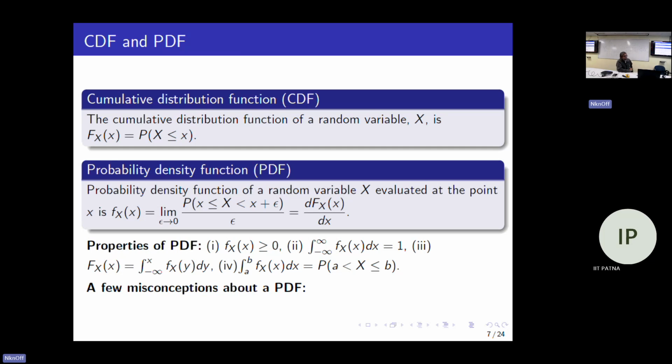Okay. So, and then there are nice properties: f_X(x) has to be greater than or equal to 0. And then the integration of f_X(x) dx from minus infinity to plus infinity should be 1, because all probability should sum to 1. And the integral of f_X(x) from minus infinity to x gives the CDF values. And whatever I discussed, the integral from a to b of f_X(x) dx is P(a less than X less than or equal to b). So that's all. So we will use the PDF more frequently, very frequently.